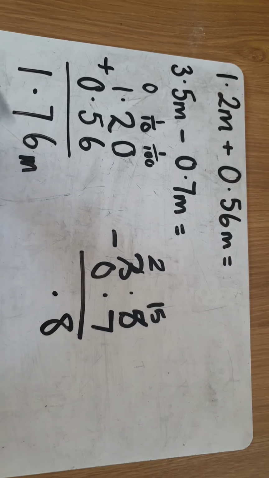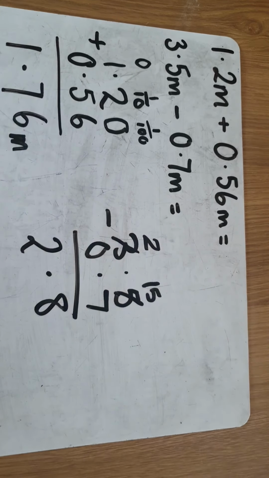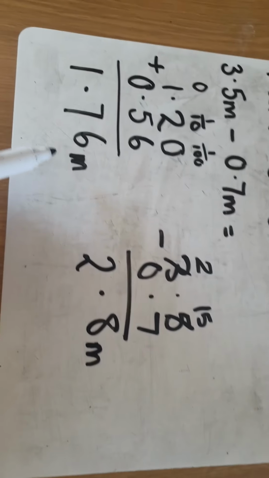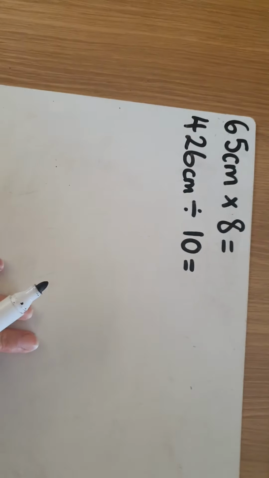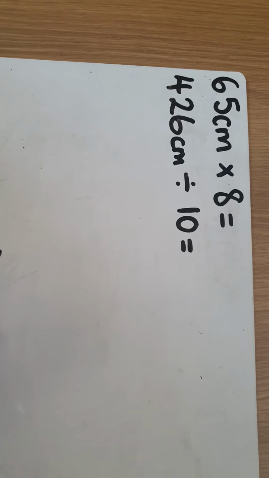Decimal questions, we put in my decimal point. 2 take away nothing is 2. So we needed 2.8 meters of carpet. Please remember to pop in your units. Now we come down here and we can still have multiplication and division questions.